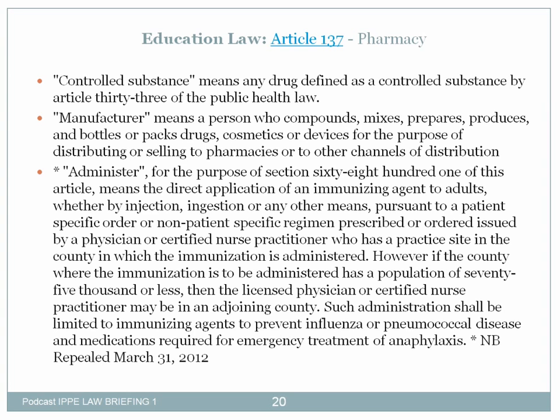However, if the county where the immunization is to be administered has a population of 75,000 or less, then the licensed physician or certified nurse practitioner may be in an adjoining county. Such administration shall be limited to immunizing agents to prevent influenza or pneumococcal disease and medications required for emergency treatment of anaphylaxis. Again, this has a sunset provision.